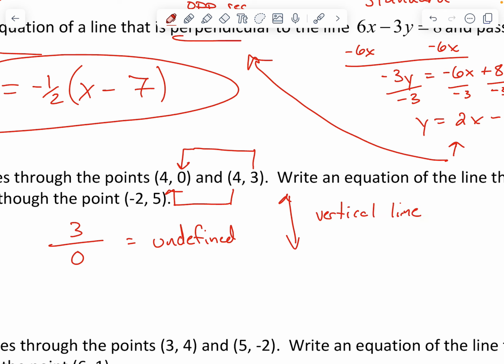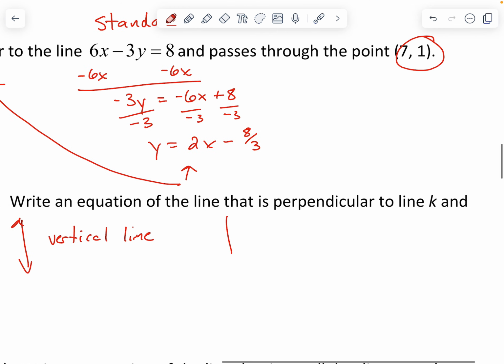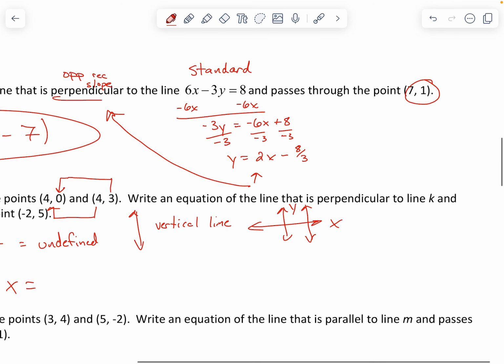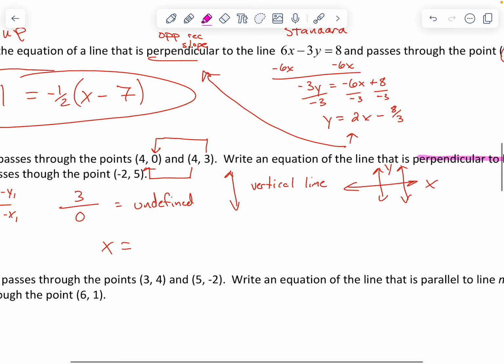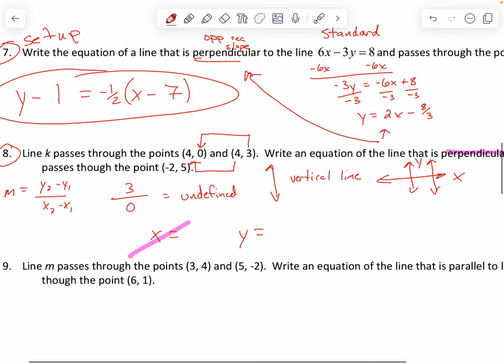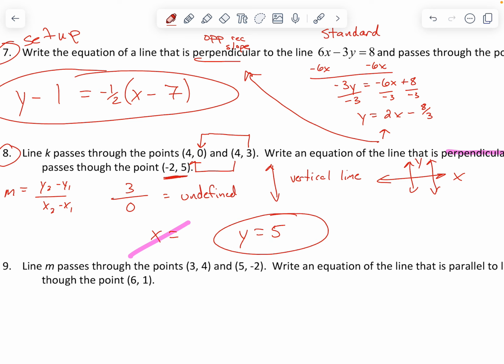which means that this is an x equals equation, not a y equals, because a vertical line, if you recall, goes through the x-axis like that, right? So this is a vertical line, but it says write an equation of the line that is perpendicular to that. Okay, well now that tells us it was x equals, so we don't want that. We want y equals, because when you have x equals versus y equals, those are perpendicular lines. So we've got y equals, and of course, we've got our point right here that it's got to go through, which is -2, 5. So that tells you this equation is going to be y equals 5.